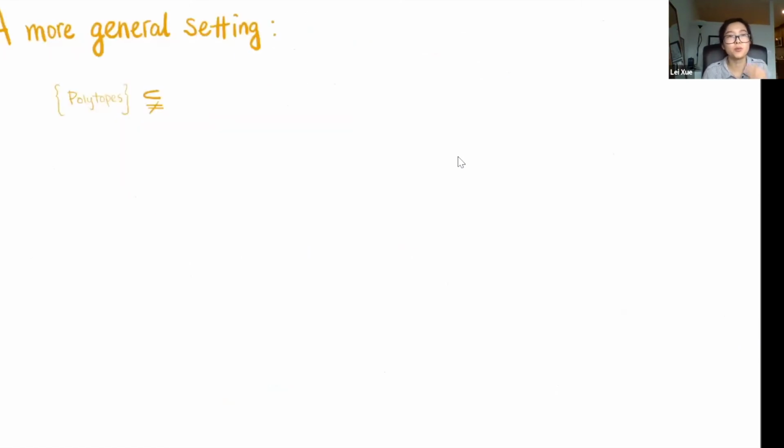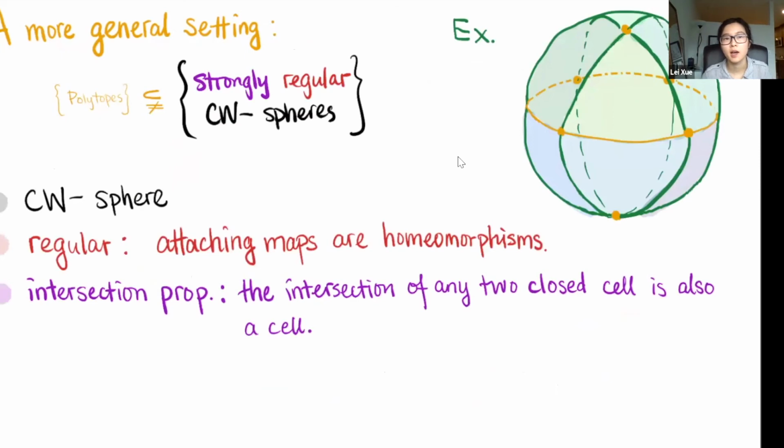Oh, and we can move to a more general setting. So once we prove Grünbaum's conjecture, we can think of ways to generalize it. And we can think of the following generalization of polytopes, which is a set of strongly regular CW spheres. Those are CW spheres that are regular, meaning that those attaching maps, when you construct the CW complexes, are all homeomorphisms. And plus, you need this additional intersection property such that every intersection of two cells, or just two faces, is still a cell.